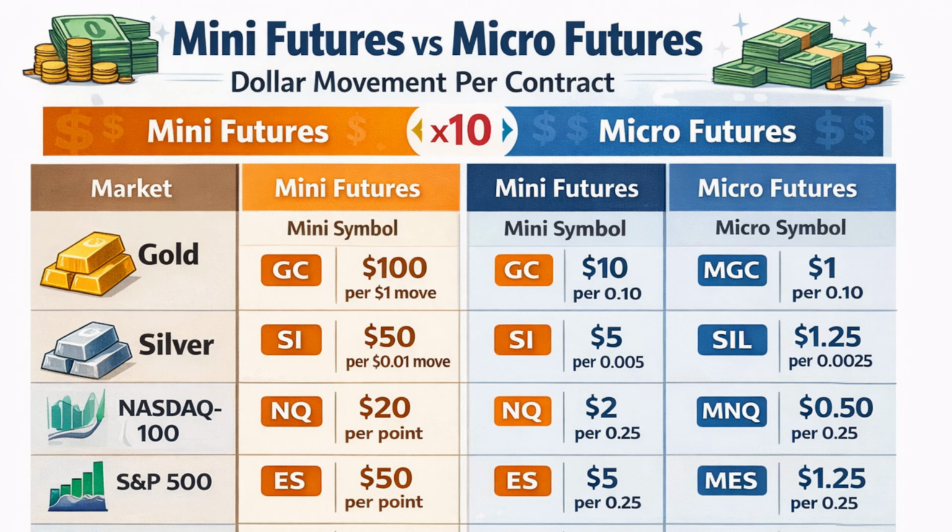Gold, $100 per $1 trade. Silver, $50 per 1 cent. Nasdaq is $20 per point, and ES is $50 per point. And don't worry if you didn't catch it. I'll make a chart and I'll throw it up here right now so you can screenshot it or take a picture.